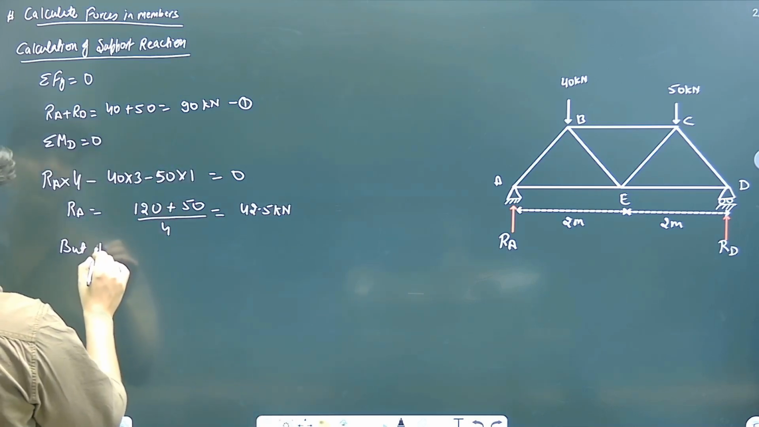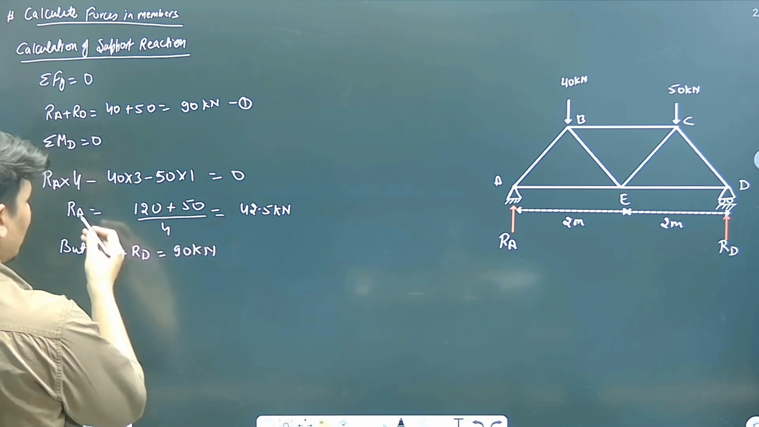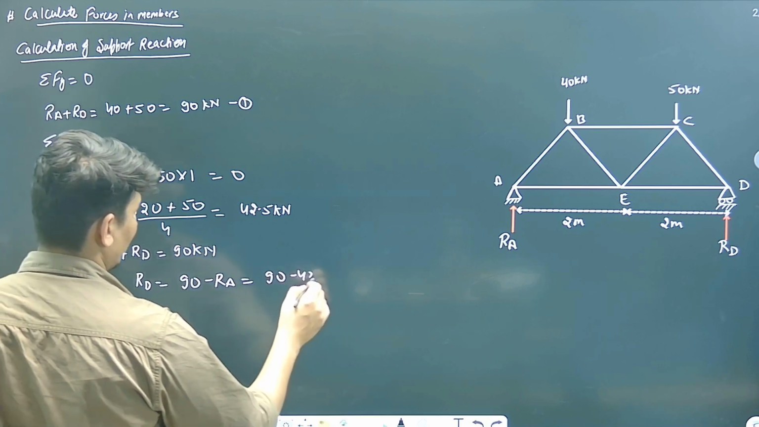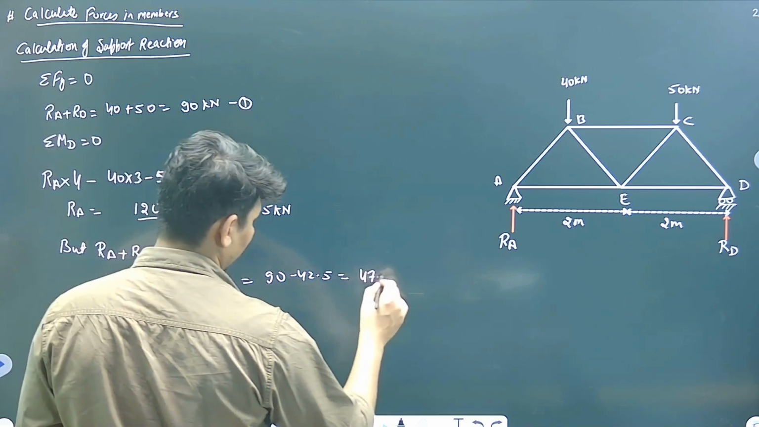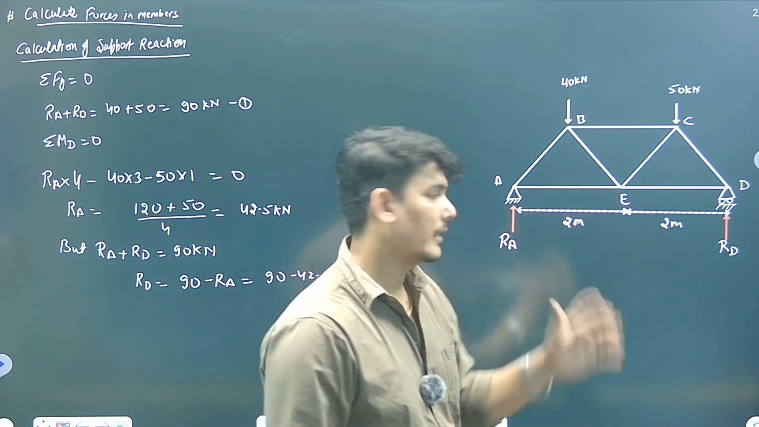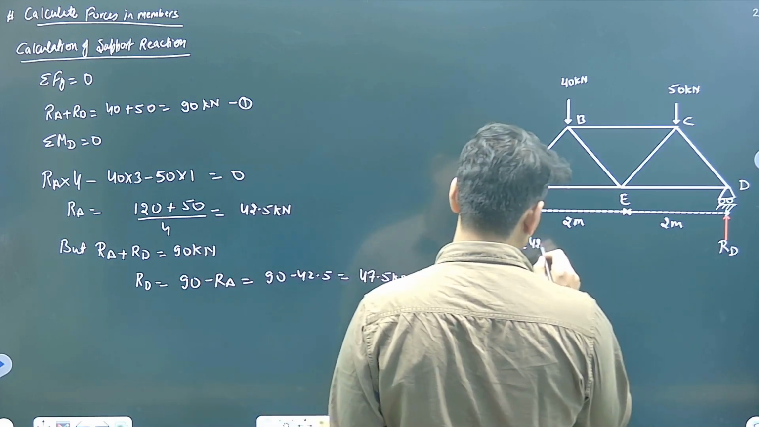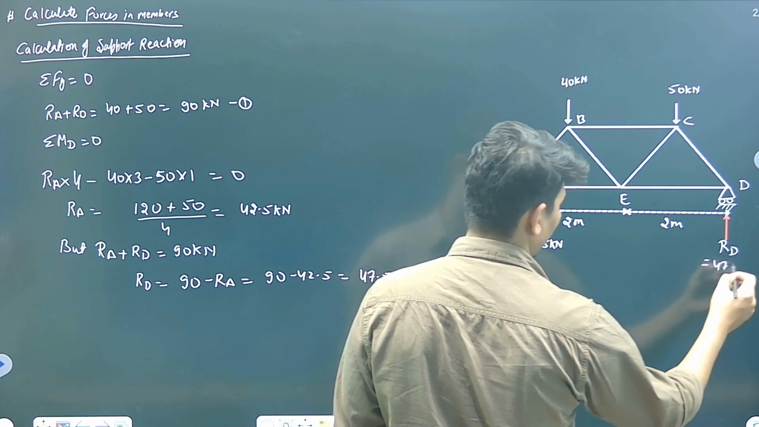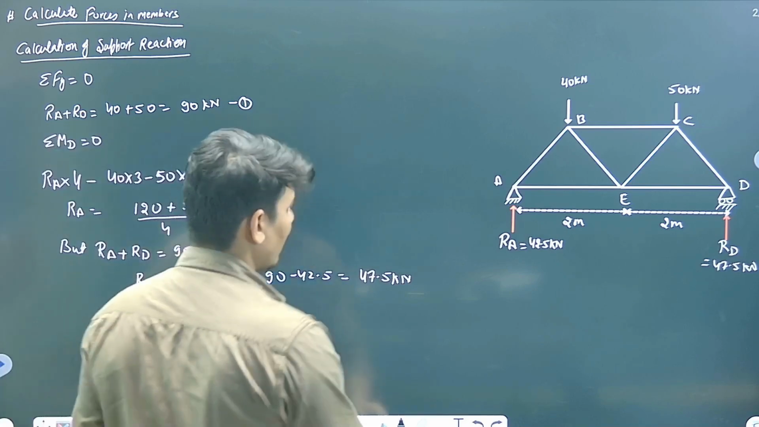But RA plus RD was 90 kilonewton, right? And you know RA, so RD will be 90 minus RA, which is 90 minus 42.5, equal to 47.5. Okay, so we have eliminated the two unknown forces at points A and D. RA is 42.5 and RD is 47.5 kilonewton.